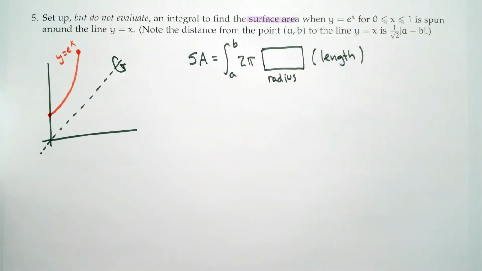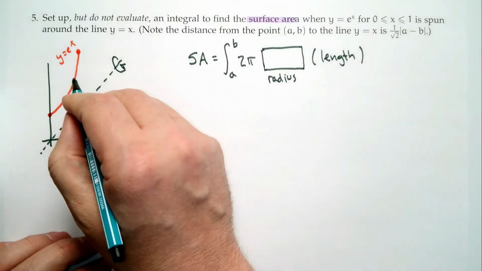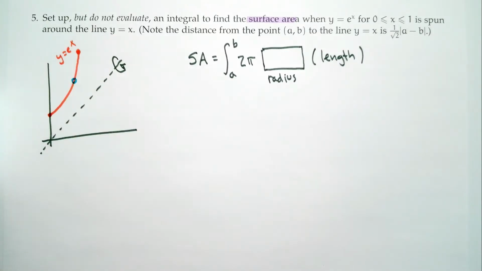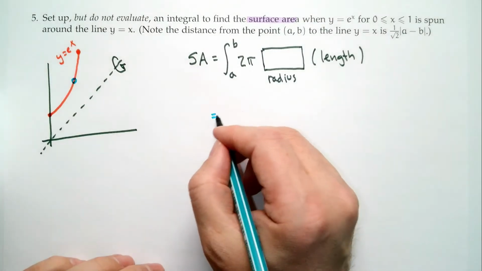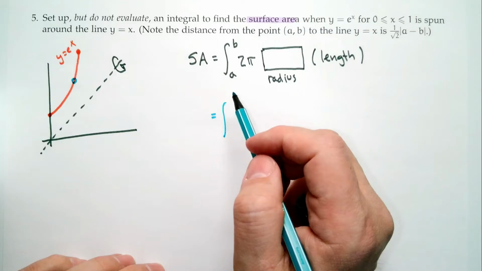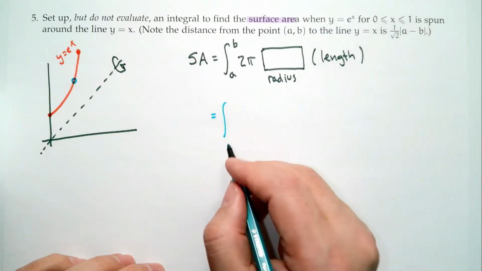So how do we think about it? Well, first off, we'll think about our various pieces. The way we think about it is we just take a little tiny piece, and that's our part that we spin. So let's see. Let's work through it. What are the bounds going to be? 0 to 1.